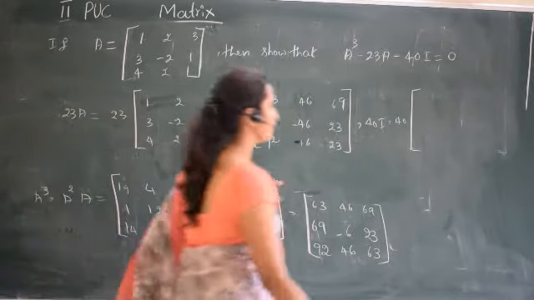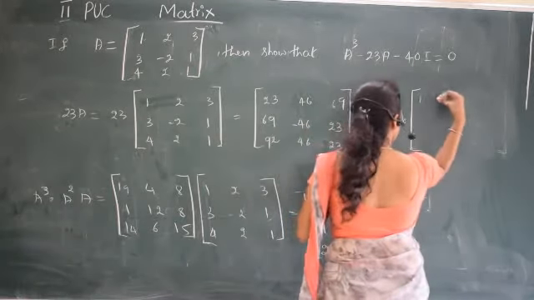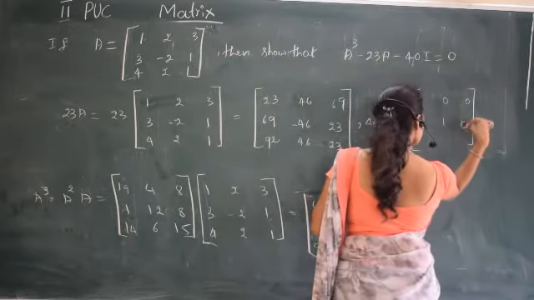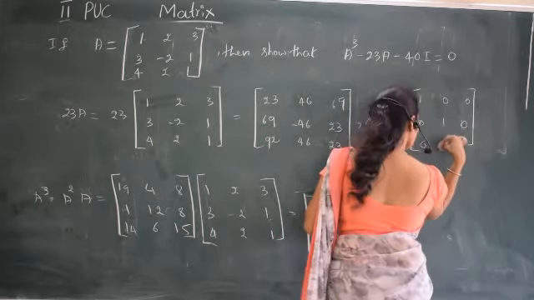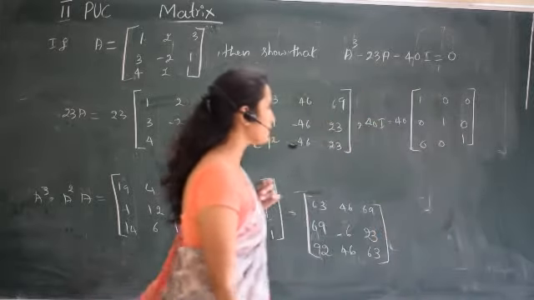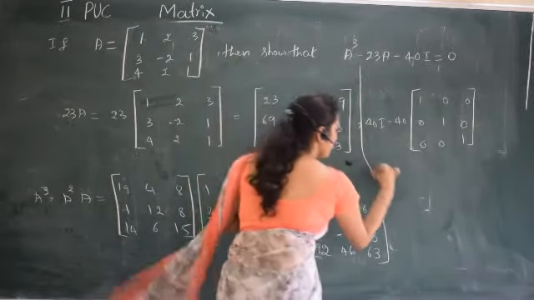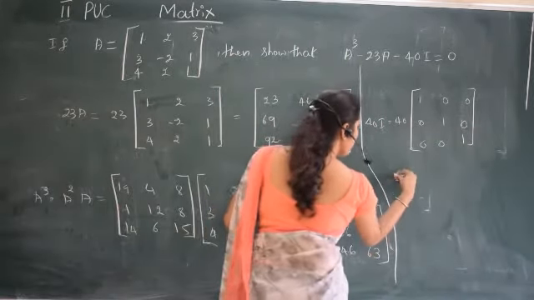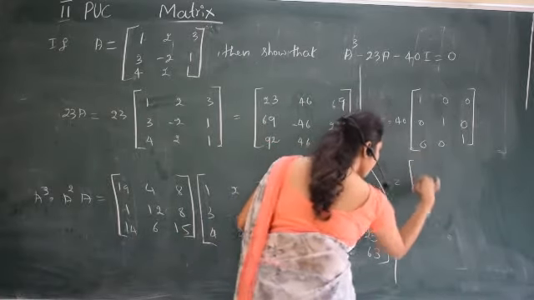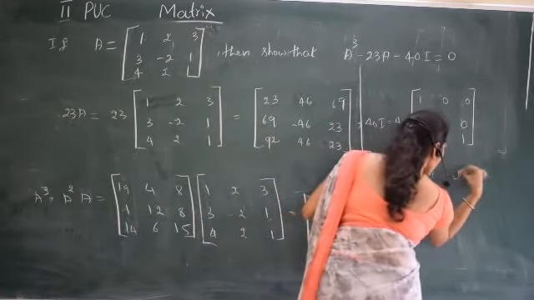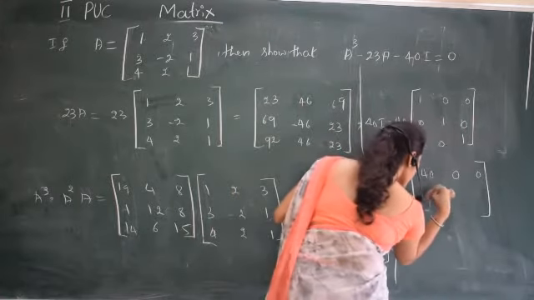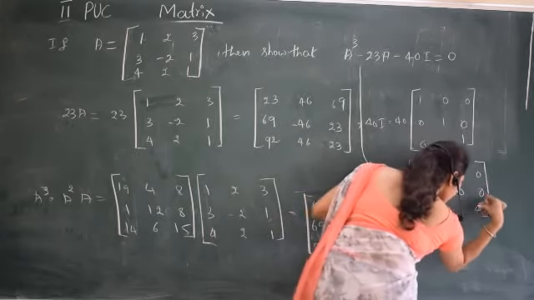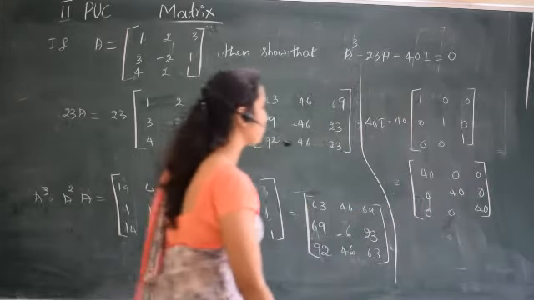So the 3 by 3 identity matrix, we know that it is 1 0 0, 0 1 0, then 0 0 1. So this is the identity matrix. When it is multiplied with 40, each entry is multiplied with 40. So this will be equal to 40 0 0, 0 40 0, 0 0 40. So this is the matrix of 40I.